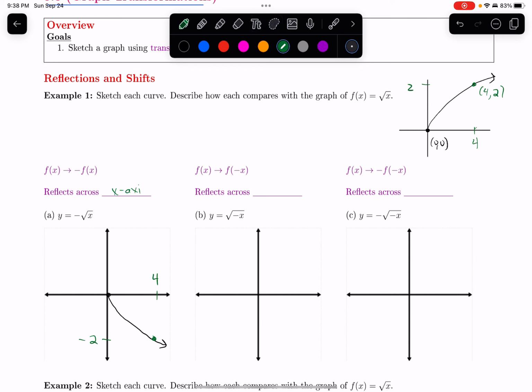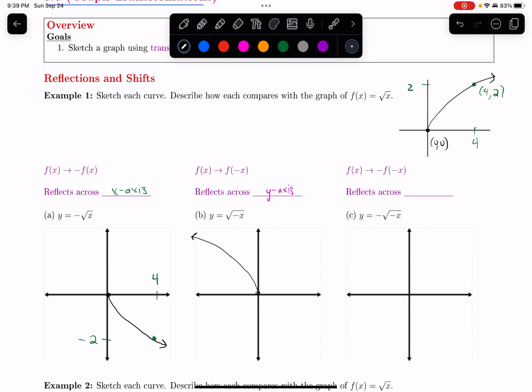Okay, let's look at part B. What if now the negative is inside the function next to the x? Generally, I'm taking my f of x and changing the x inside the function to a negative x. That's going to reflect the graph across the y-axis. So graphically, it flips the whole thing across the y-axis. Now that's going to look like this.